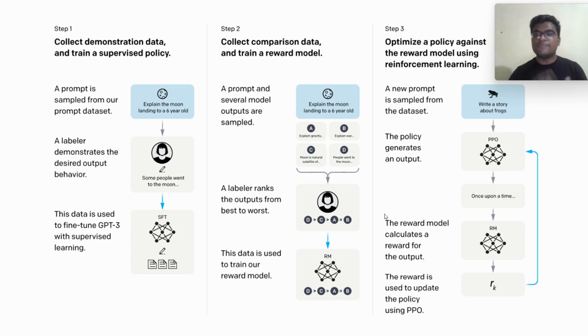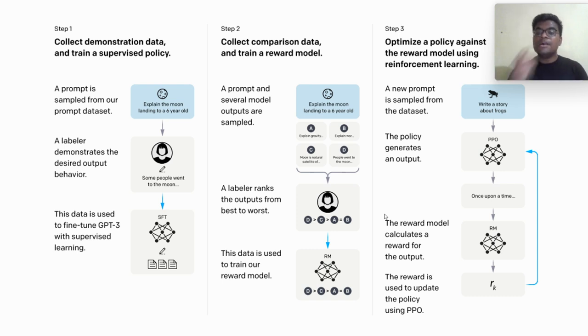Once it has been trained, the final part is PPO, that is, proximal policy optimization. Proximal policy optimization is one of the important algorithms in reinforcement learning, which is one type of machine learning. If you want to know more about it, you can just Google what is reinforcement learning too. With a new prompt, this proximal policy optimization will generate a policy, and this policy will generate an output.